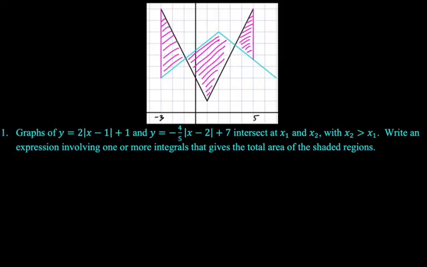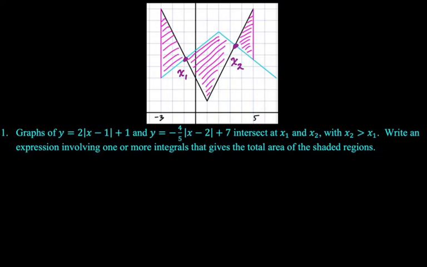So first up, the graphs of y equals 2 absolute value of x minus 1 plus 1 and y equals negative 4/5 absolute value of x minus 2 plus 7 intersect at x1 and x2, with x2 greater than x1. Write an expression involving one or more integrals that gives the total area of the shaded region. Okay, so x1 is less than x2, so this must be x1. That must be x2.